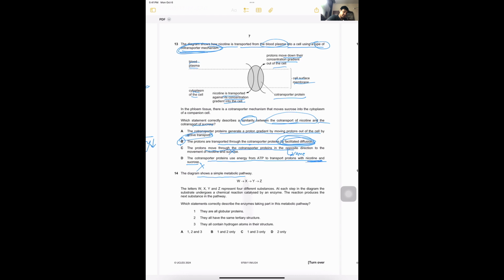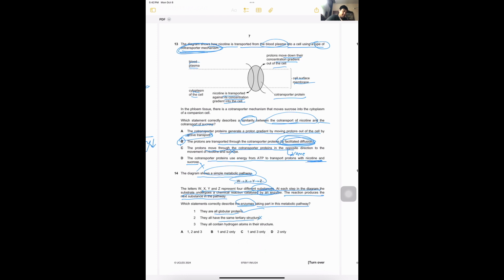The diagram shows a simple metabolic pathway W, X, Y, Z. The letters represent 4 different substances. At each step in the diagram, the substrate undergoes a chemical reaction catalyzed by an enzyme. The reaction produces the next substance in the pathway. Describe the enzymes taking part. Okay, so they're all globular. That's correct.